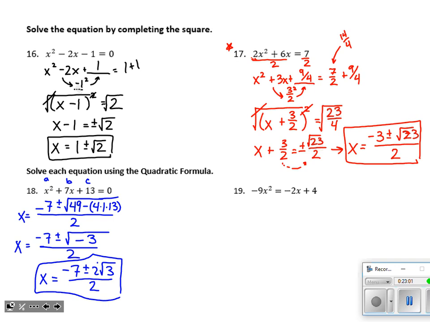Final problem number 19, I need to get it set equal to 0 since we're using quadratic formula. So I will add 9x squared to both sides. Make sure that it's in the proper form before I start determining what a, b, and c are. Well, let's use our quadratic formula now. It's in the right order. Opposite of b plus or minus the square root of b squared. Negative 2 squared is going to be a positive 4.